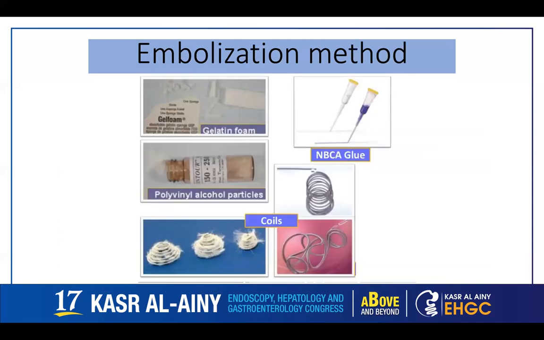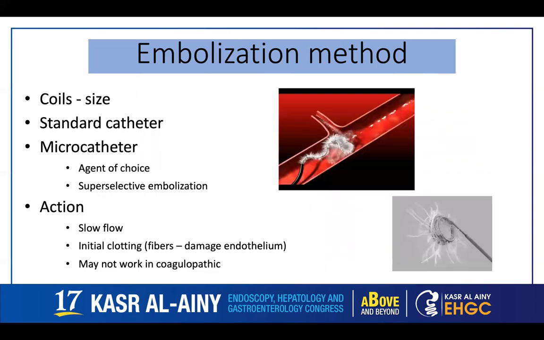We have different types of embolizing material, including the permanent and the temporary. The permanent include the coils, the particles, and the glue, and the temporary one is the gel foam slurry. So the coils, we have different types of sizes, and we can put them on a standard catheter or even the microcatheter, and it works by slowing the flow of the blood vessel, so it initiates a clotting around the fibers and around the damaged endothelium.